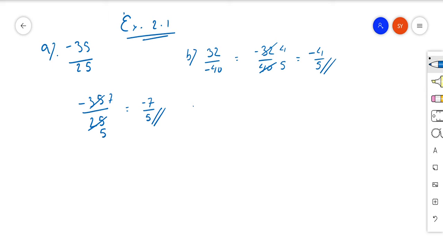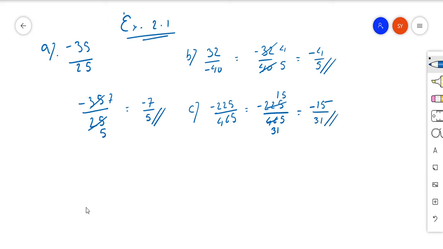Okay, C, minus 225 divided by 465. We know 15 squared is 225, so we'll divide this by 15. So minus 225 upon 465. 15 15s are 225. 15 3s are 45, 1 carry, 15 ones are 15, so 15 31s are 465. So this will be minus 15 by 31.